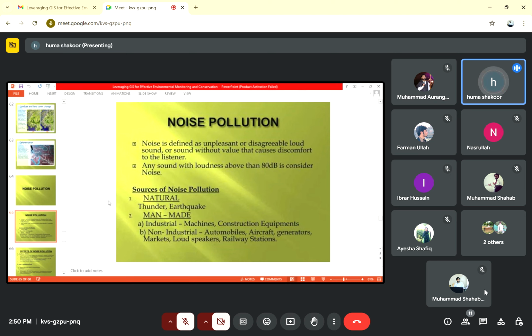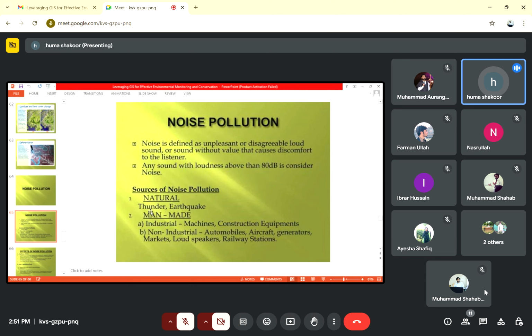Noise is defined as unpleasant or disagreeable loud sounds, or sounds without value, that cause discomfort to the listener. Any sound with loudness above 80 decibels, or, if you are working or studying in the daytime, above 85 decibels, is considered noise. Sources of noise pollution, as with other pollution, are divided into natural and anthropogenic sources.